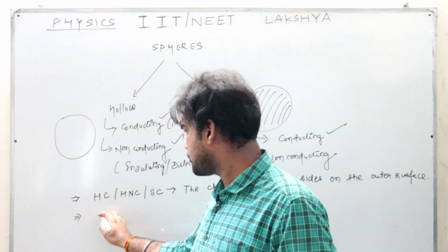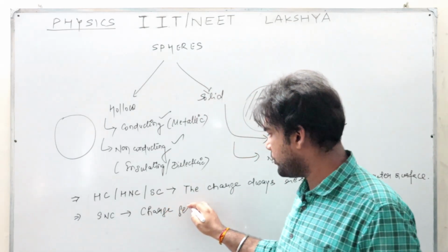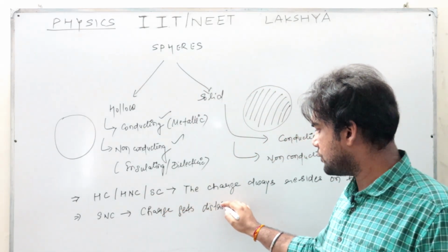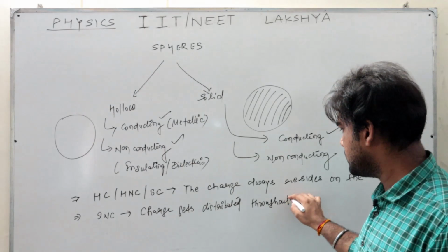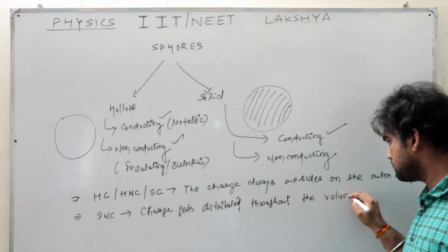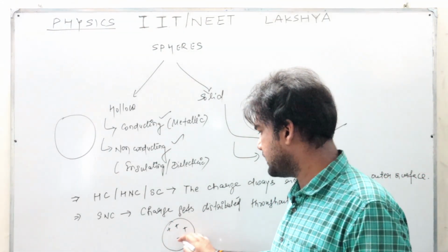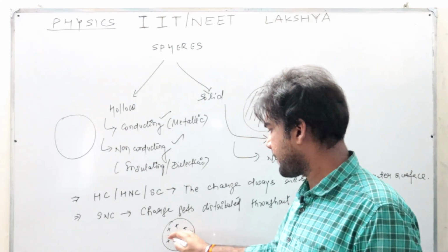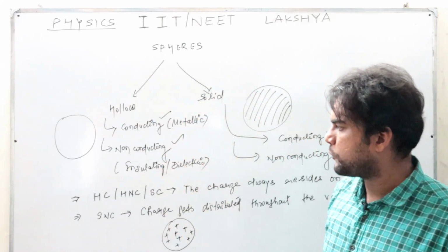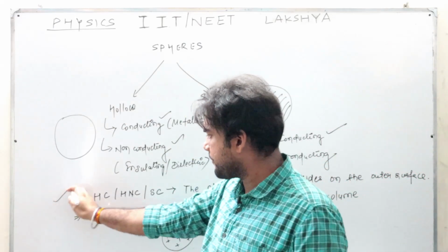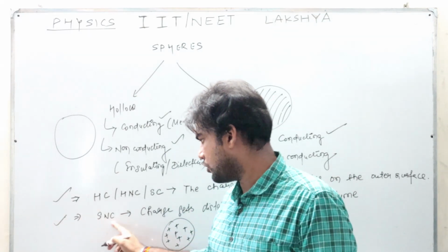Whereas in case of solid non-conducting, the charge gets distributed throughout the volume. In the entire volume of your solid non-conducting, the charge will get distributed like this. So to discuss it further, I am breaking these four types of spheres into two cases. One is hollow conducting, hollow non-conducting and solid conducting, and then we will discuss the case of solid non-conducting.